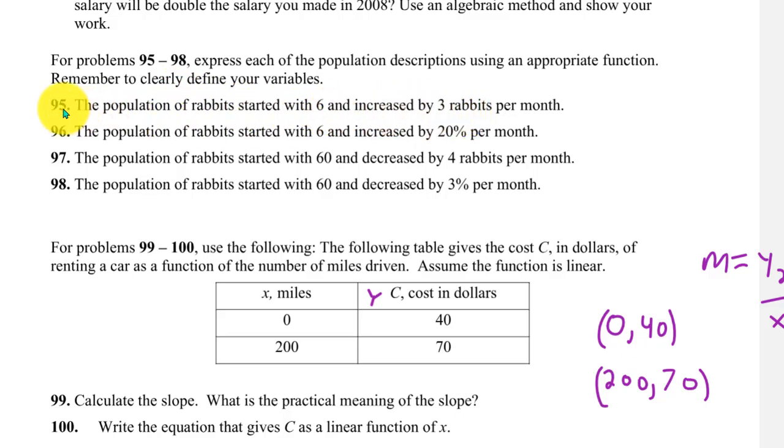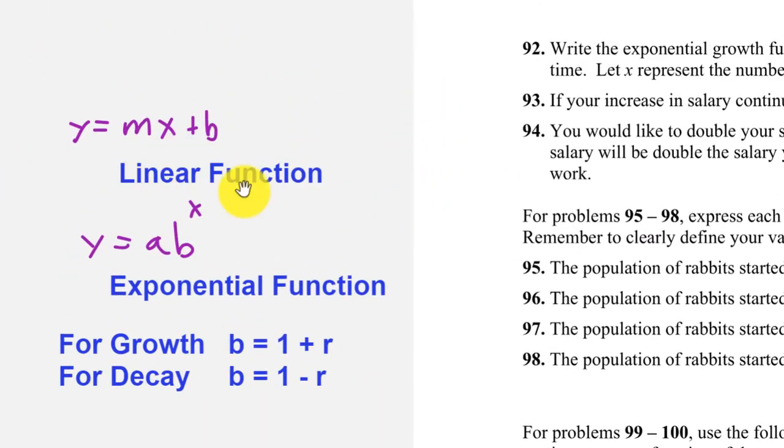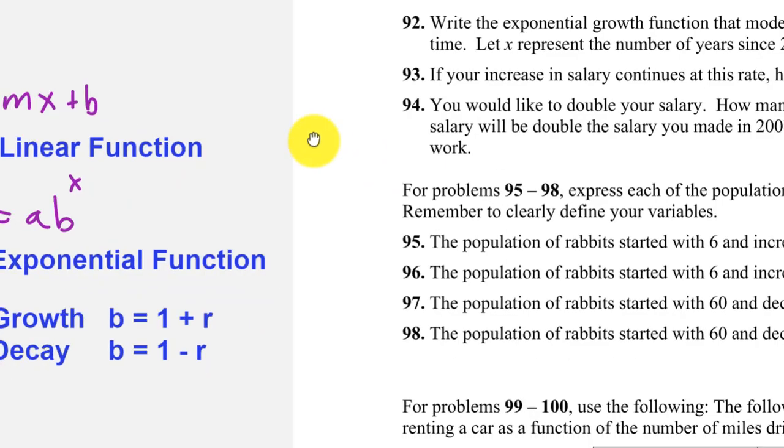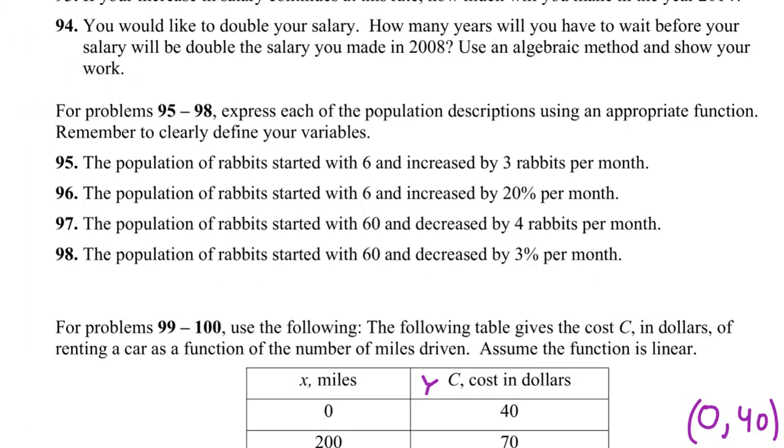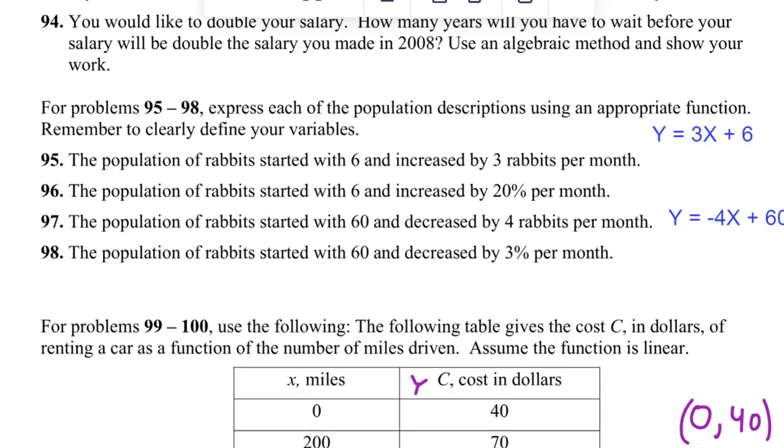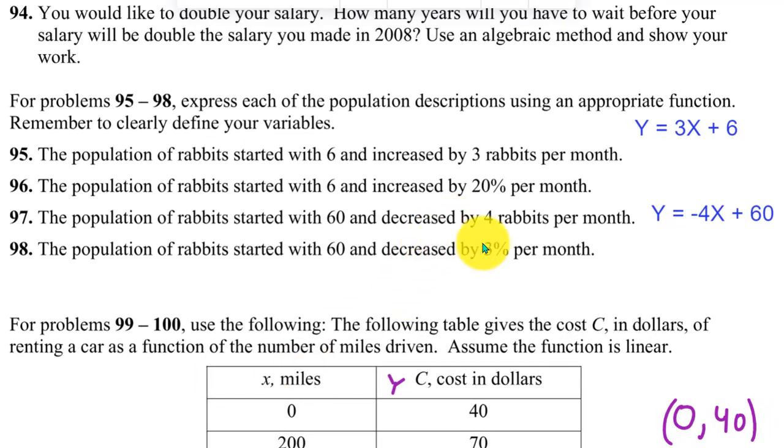So when I look at numbers 95 and 97, it looks like the amount of rabbits increases or decreases by a fixed amount, not a percent. So I'm thinking linear function, right? So for 95 and 97, I'm thinking linear function in the form of y equals mx plus b. So when we do these, let's see if I can use the typewriter tool. So here you can see my answers for 95 and 97. Okay, this is 95. And this one was for 97.